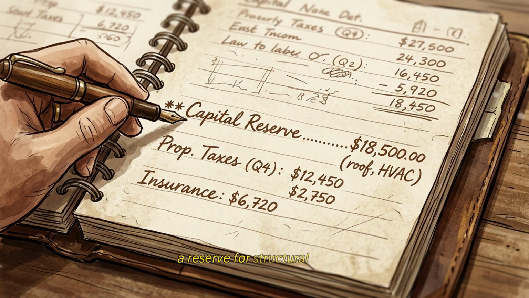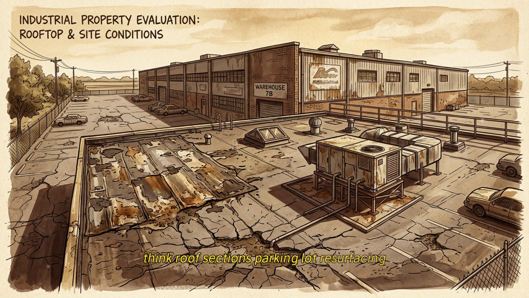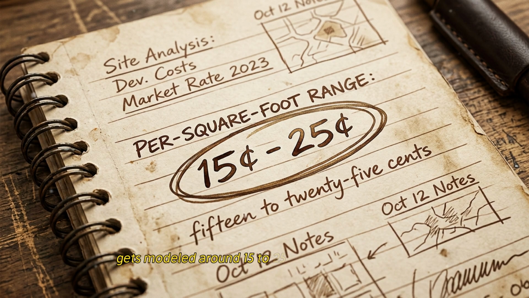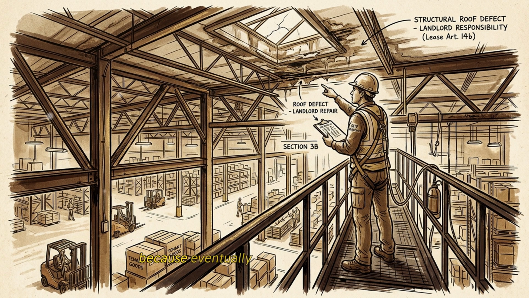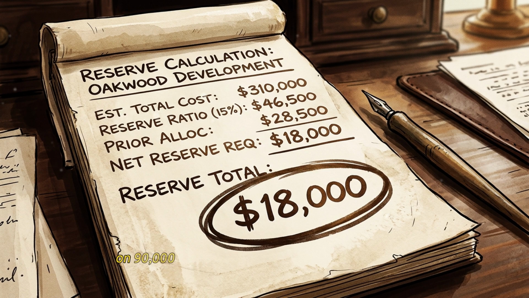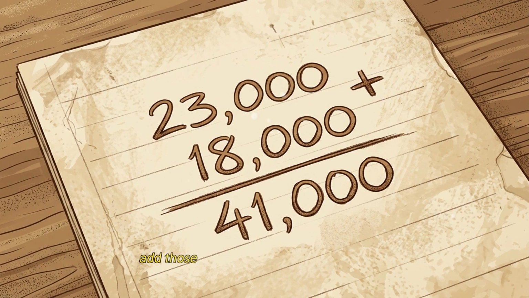A reserve for structural repairs and periodic capital items. Think roof sections, parking lot resurfacing, HVAC replacement on any office component. Commonly gets modeled around 15 to 25 cents per square foot annually, even on a triple net deal, because eventually something needs fixing that isn't the tenant's contractual responsibility. On 90,000 square feet, that's roughly $18,000 a year, conservatively. Add those together, $23,000 in management, $18,000 in reserves, and you're subtracting $41,000 from your $765,000 in gross rent.